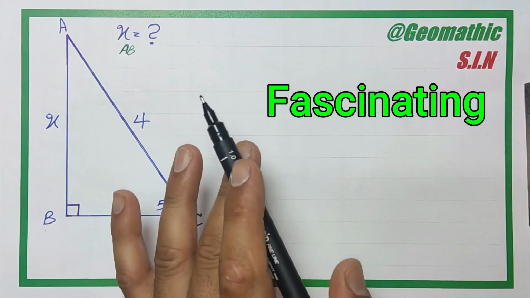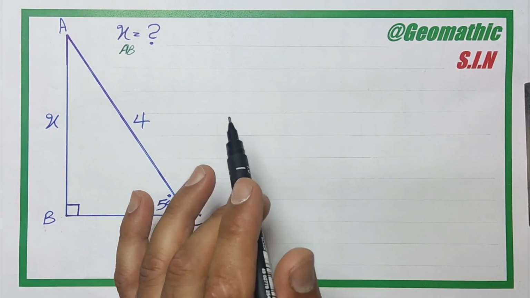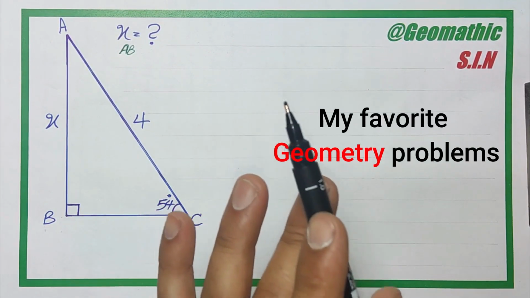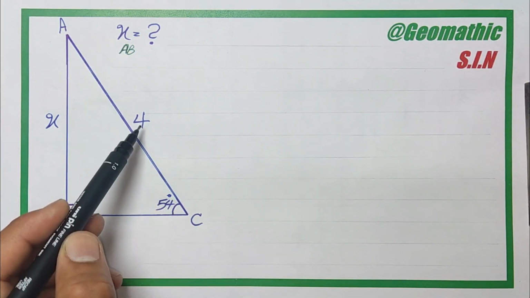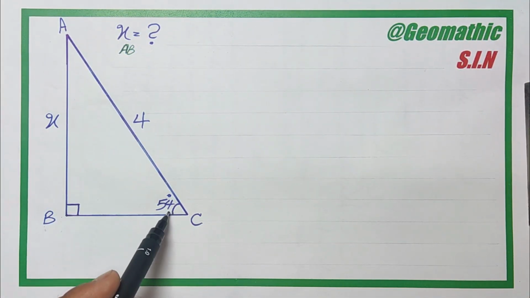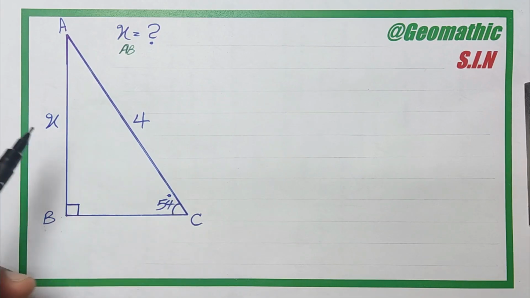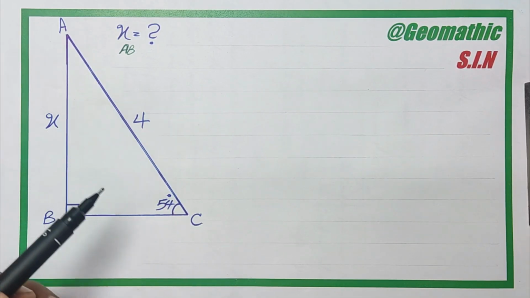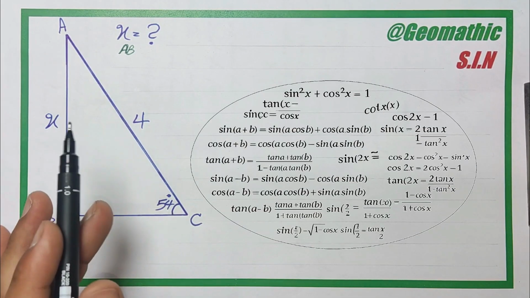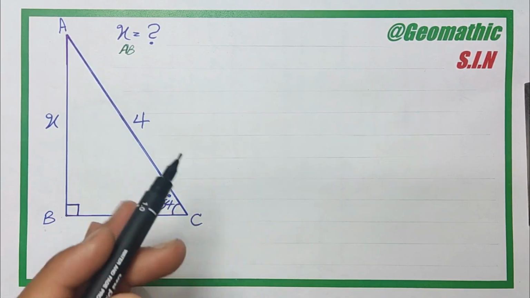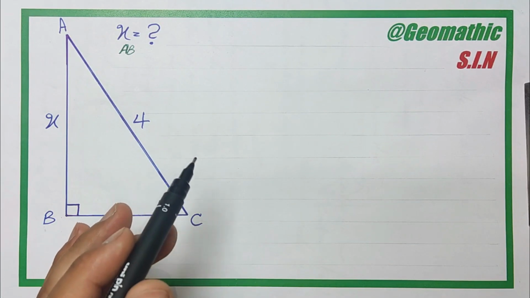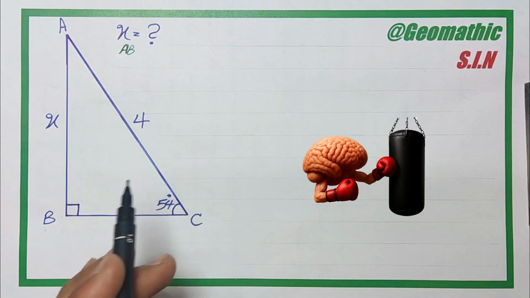Hard, fascinating, elegant, and honestly, this is one of my favorite geometry problems. A right triangle, two givens: AC is 4 and this angle is 54. We should find x, the side AB. We could use trigonometry, sine, cosine, lots of calculation, lots of mistakes, but this is a clear idea that many people miss. Welcome to Geomathic.